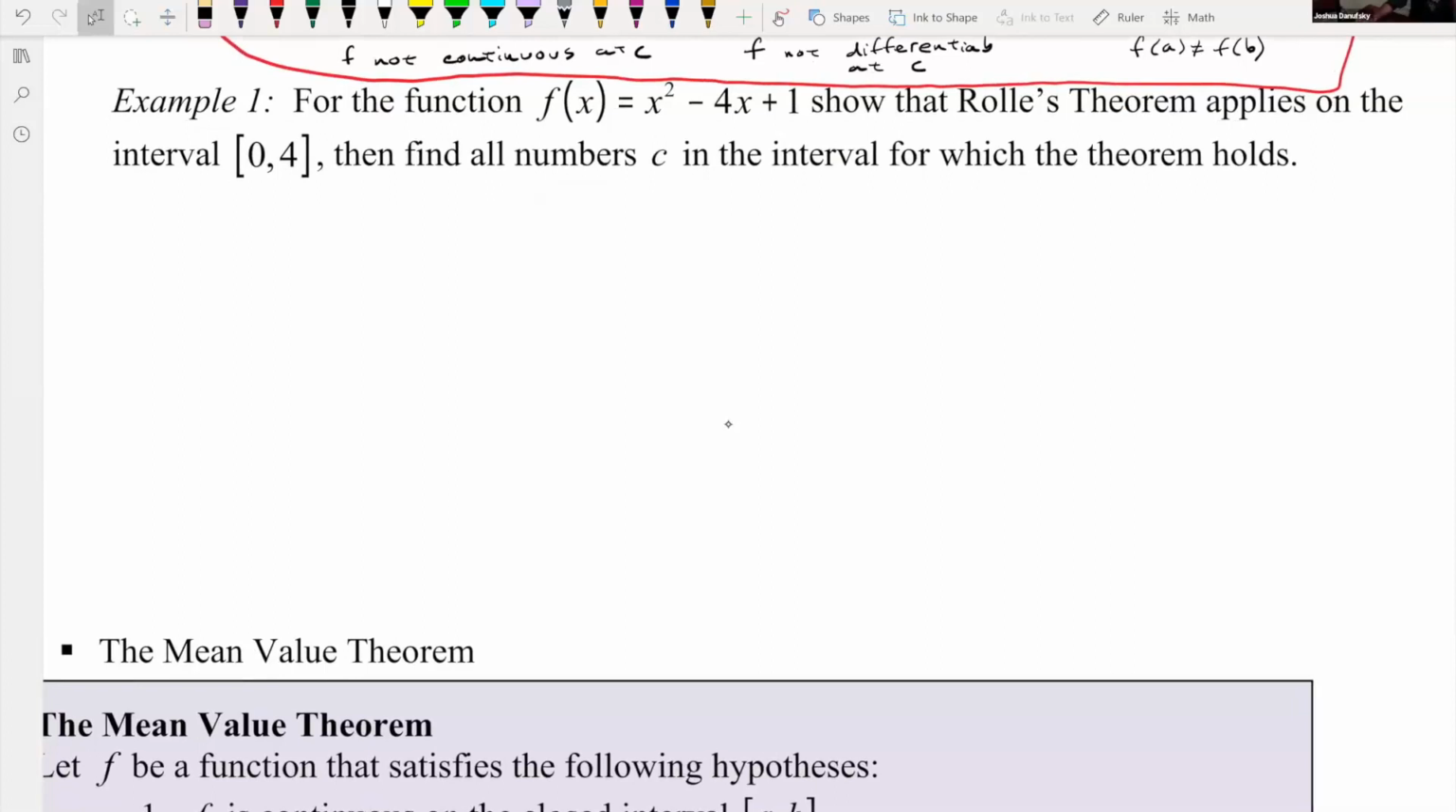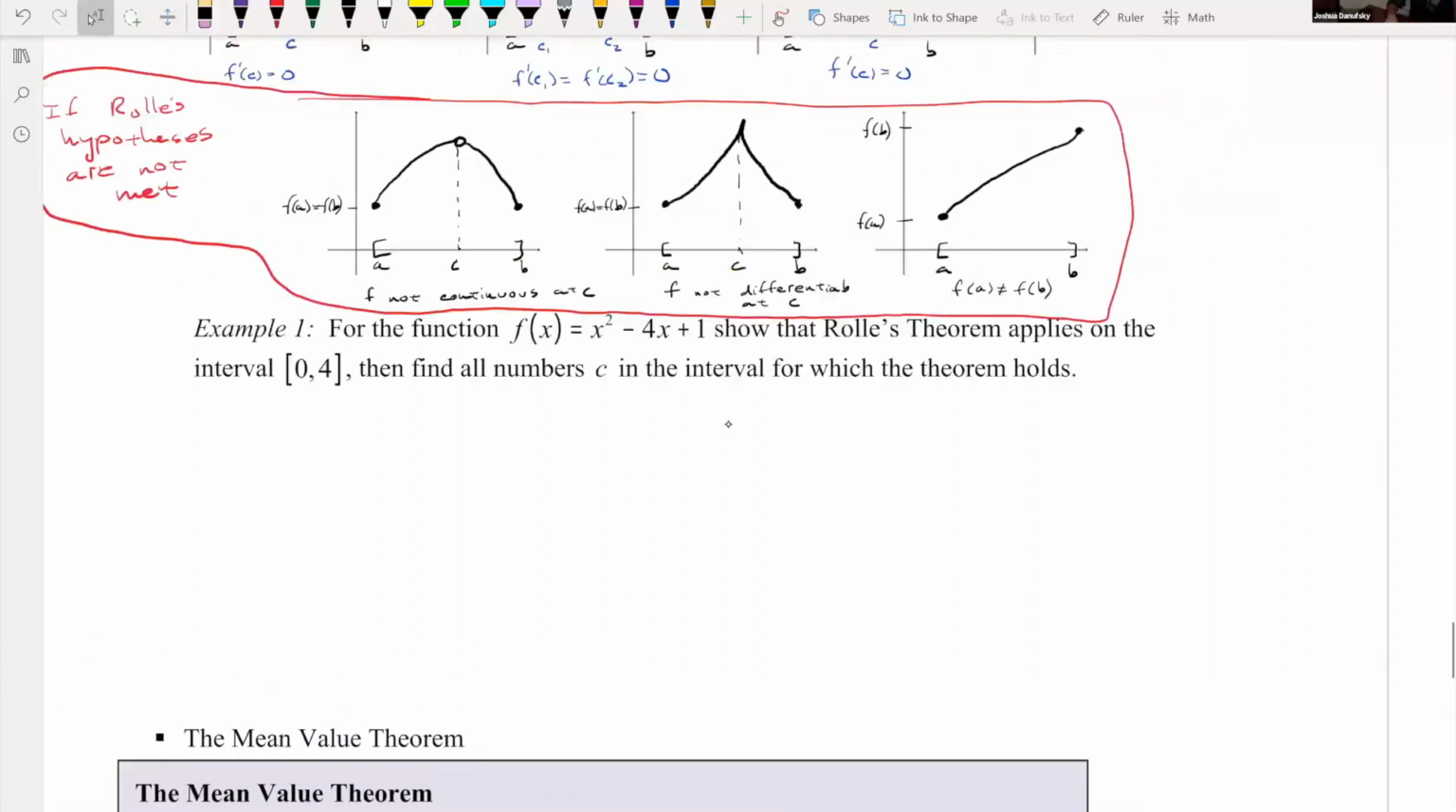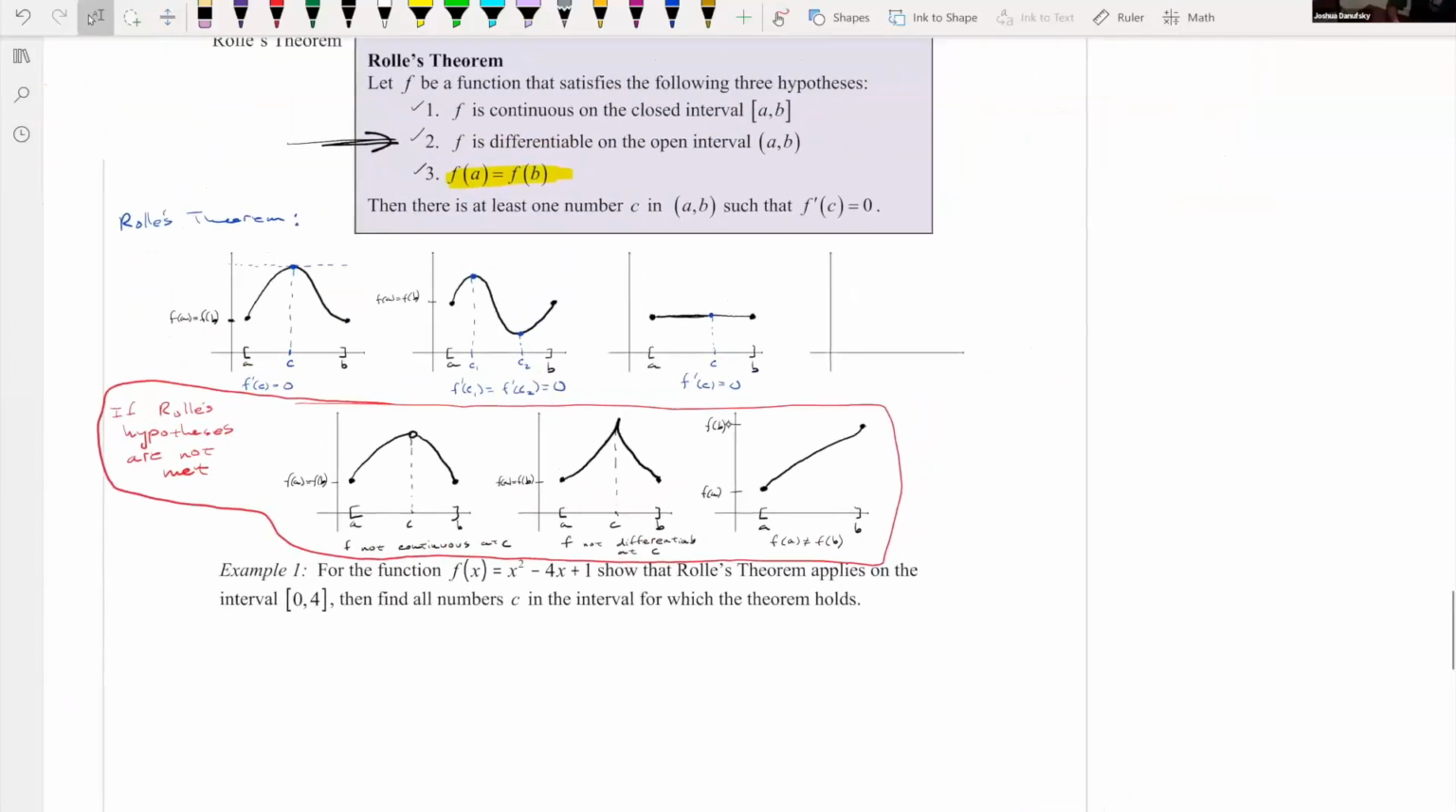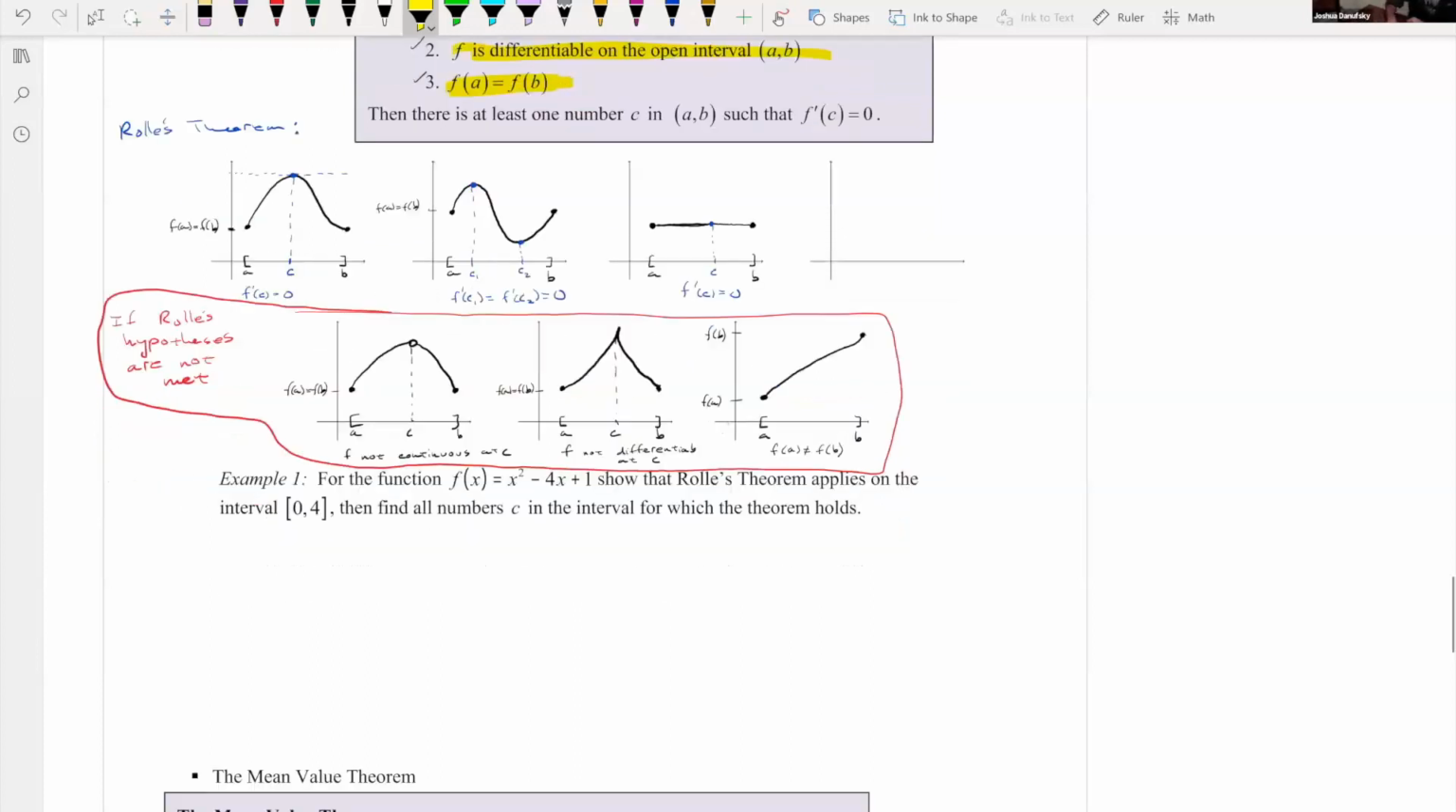For the function f of x equals x squared minus 4x plus 1, show that Rolle's theorem applies on the interval 0 to 4. Then find all numbers C in that interval for which the theorem holds. So before we can do anything with Rolle's, we have to state that the three hypotheses of Rolle's are met. In other words, all this stuff in yellow, I have to make some comment to the reader. I'm about to use Rolle's theorem, and here's why I'm allowed to use it. Because 1, f is continuous on this interval, 2, f is differentiable on this interval, and 3, f of the endpoints are the same. So that's the first thing we're going to do.